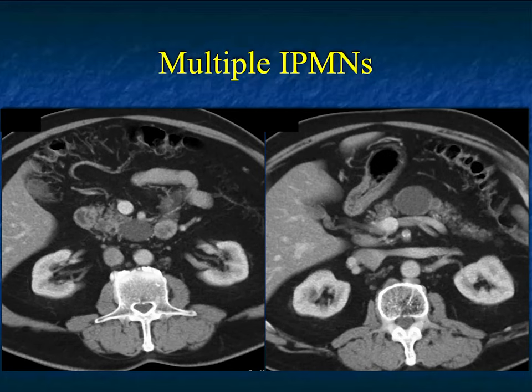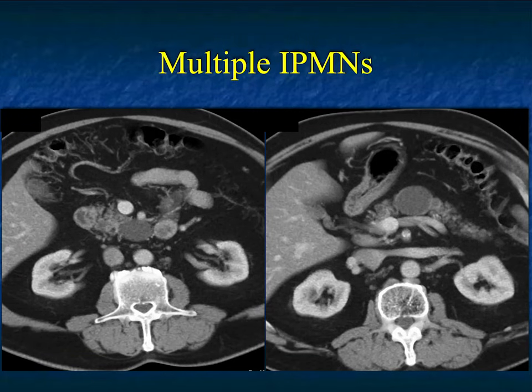Now, I mentioned you can have multiple lesions. Here's one in the uncinate. Here's one in the body, another one in the body, one in the tail. And that becomes more challenging because you have to evaluate each of the lesions. You may have 5 lesions, 4 look perfect, 1 looks maybe abnormal. But what are you going to do?